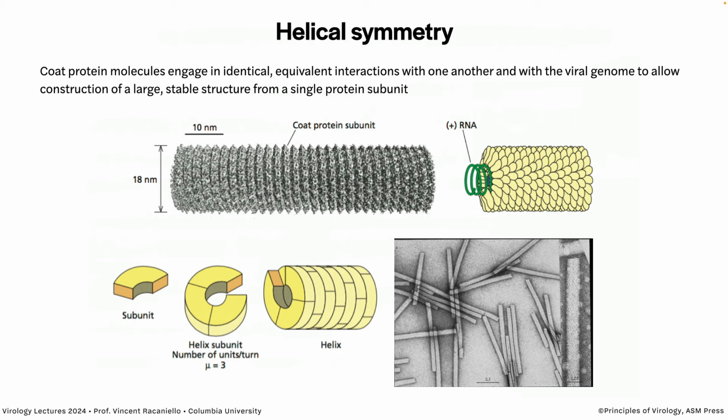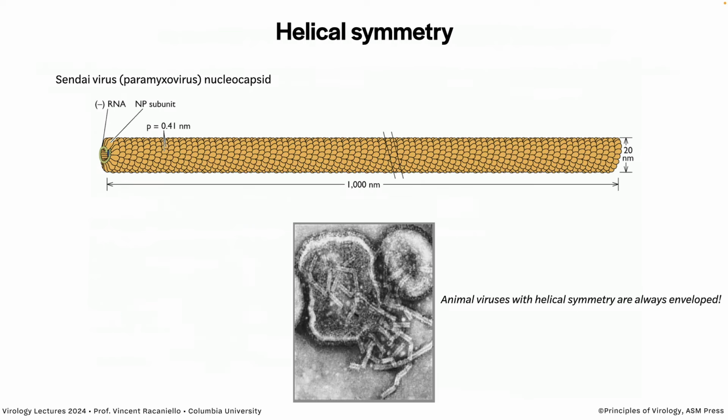Lower right is the electron micrograph of TMV, tobacco mosaic virus, rod-like particles with helical structure. You can have many other viruses with helical symmetry. There are viruses of animals with this kind of symmetry. Here's Sendai virus, which is a paramyxovirus related to measles virus. It has a longer structure. It has a coat protein, which we now call nucleocapsid protein, NP, bound to RNA. As you can see, it's much longer, 1,000 nanometers in length.